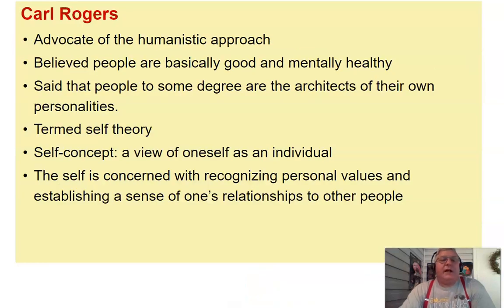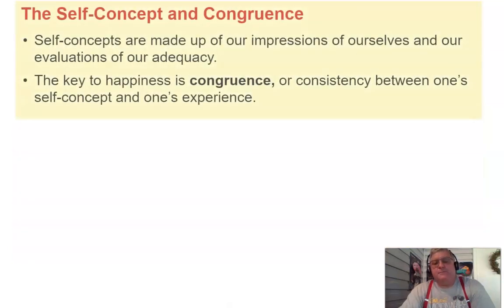Carl Rogers is an advocate of the humanistic approach. He believed people are basically good and mentally healthy. He said that people, to some degree, are the architects of their own personalities, and he termed this self-theory. Self-concept is a view of oneself as an individual. The self is concerned with recognizing personal values and establishing a sense of one's relationship to other people.